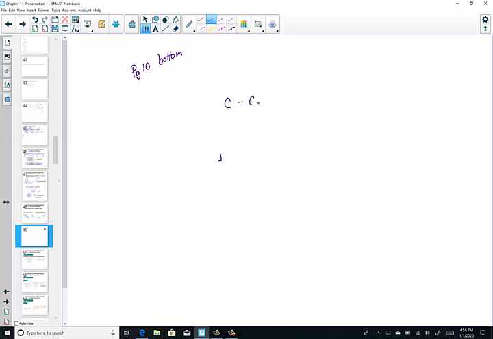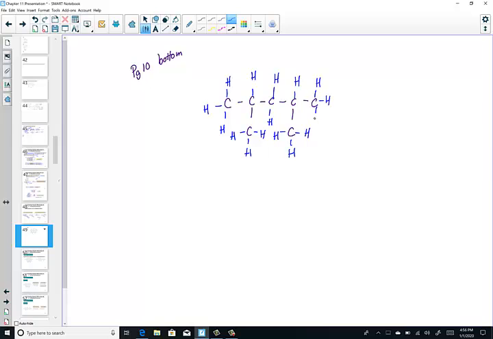So I have 1, 2, 3, 4, 5 carbons in that straight chain. It looks like at carbon 2, I have a CH3, and at carbon 4, I have a CH3 again. So I have CH3 as the first carbon, then 1 hydrogen coming up, and then 3 hydrogens coming off here, completing CH3, CH, CH2, CH, CH3, CH3. I've taken that time just to match what that example is that says, let's practice.